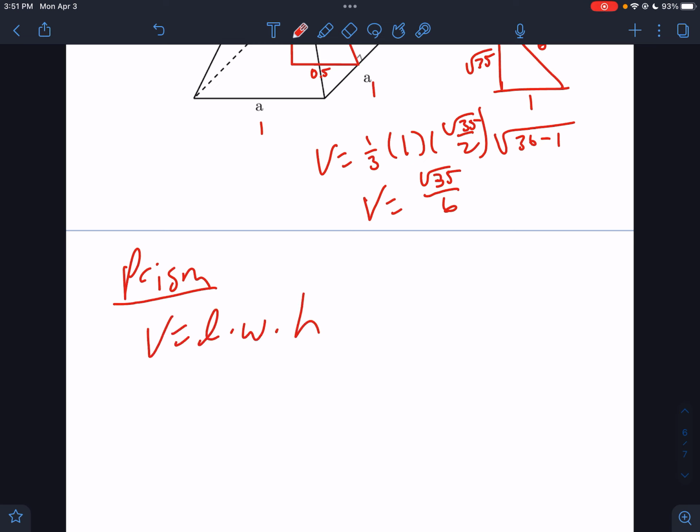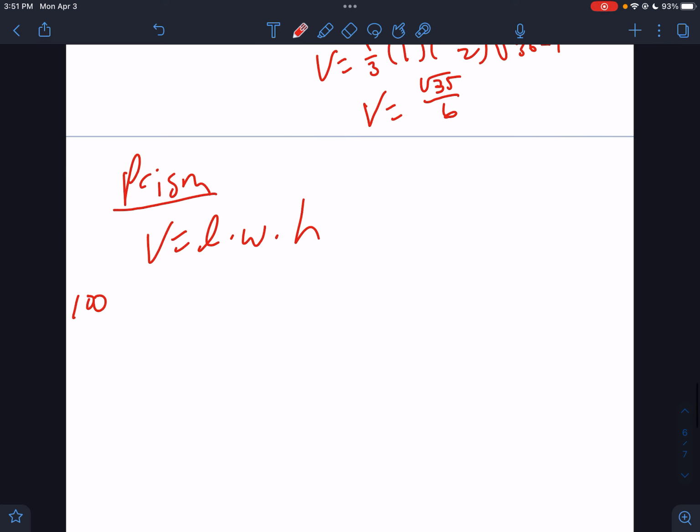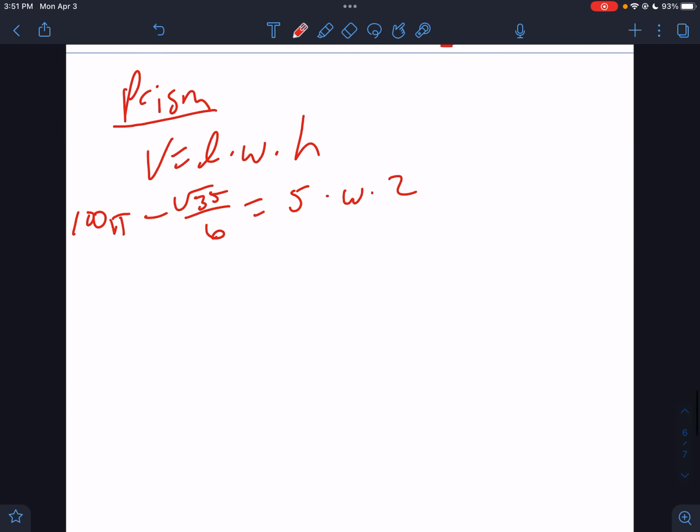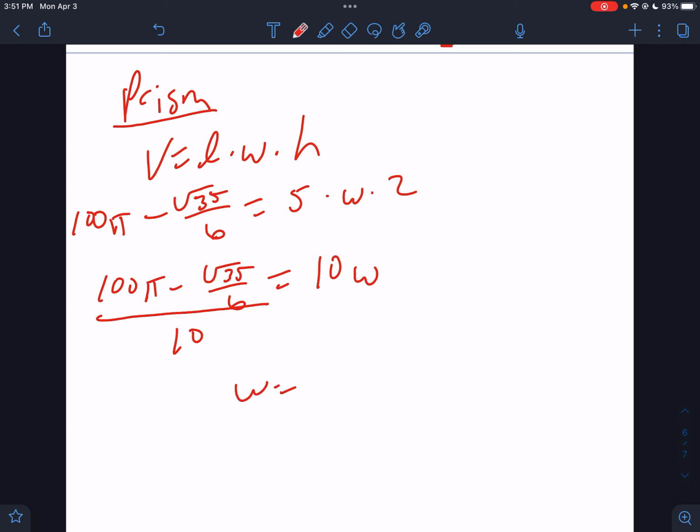Well, okay, so we start with 100 pi worth of tea. We pour out root 35 over 6. So that's how much we poured out, right? We filled the pyramid all the way up. That's how much the pyramid holds. Equals the length and the height are 5 and 2, and we're looking for the width. So that'd be 100 pi minus root 35 over 6. That's how much tea is left, equals 10w. 5 times 2 is 10. So we divide that side by 10.